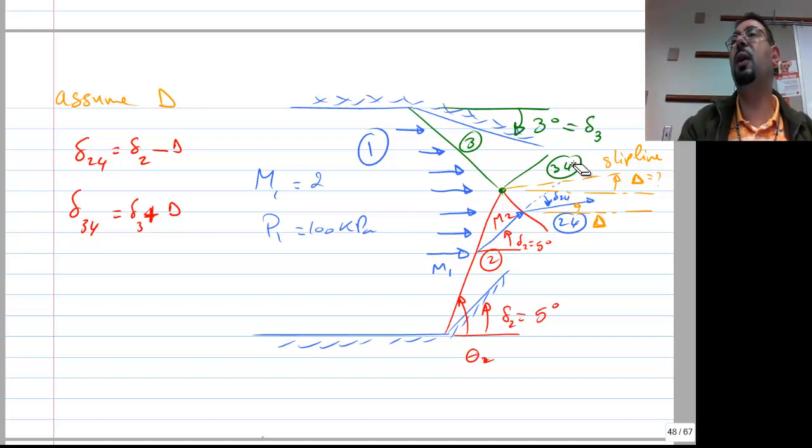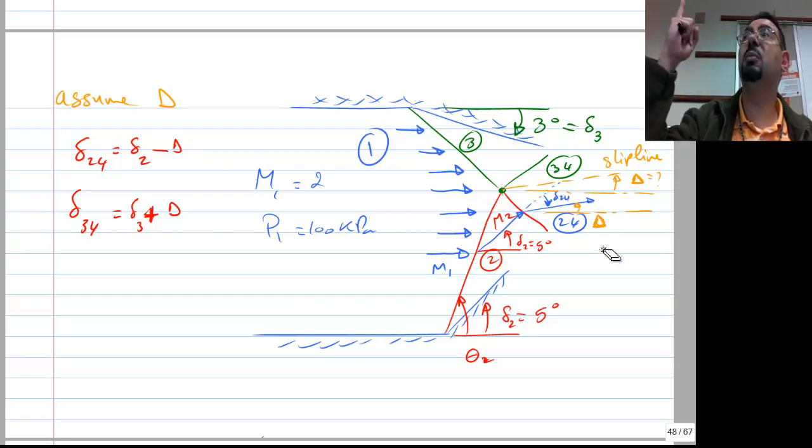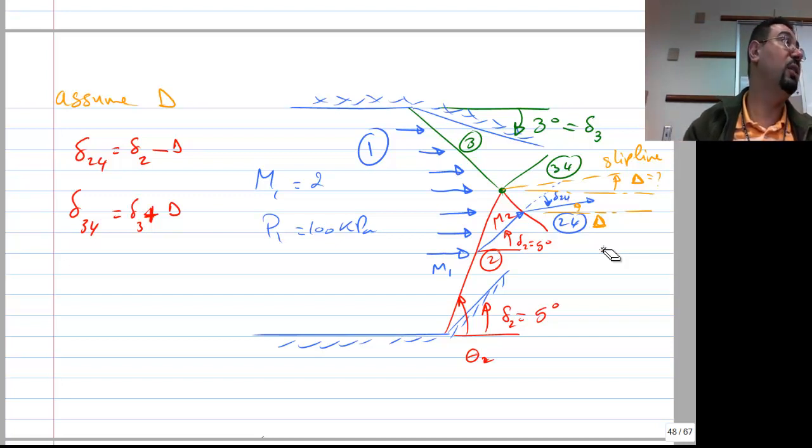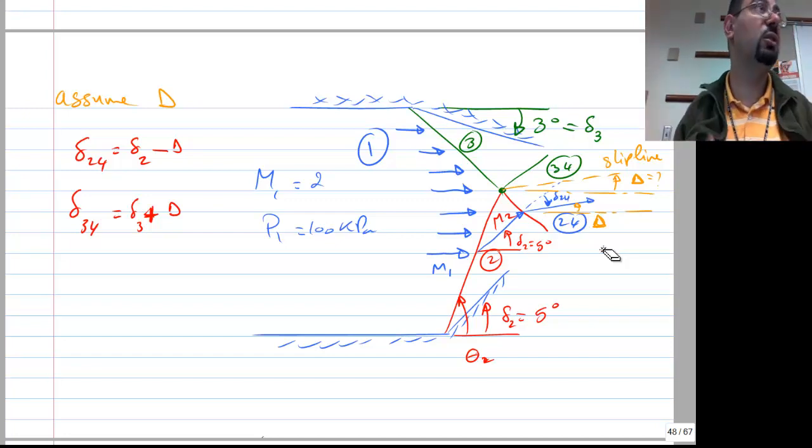One year in the final, I gave them just multiple choice. I said, across the slip line, is the pressure and the temperature the same, or is the pressure and the Mach number the same, or is the direction and the pressure the same? So they just have to pick that across the slip line, you have the same direction and the same pressure, not Mach number, not velocity and temperature, not pressure and velocity.